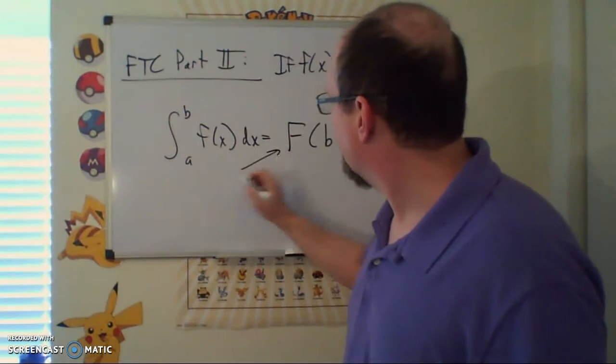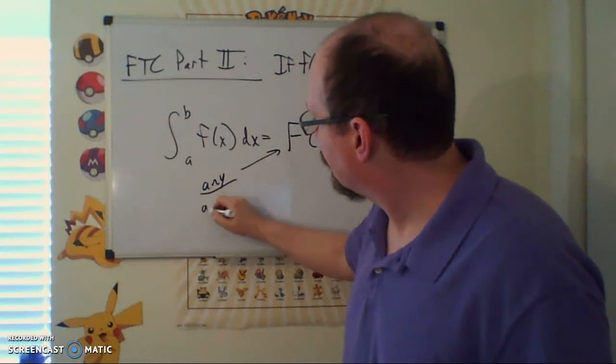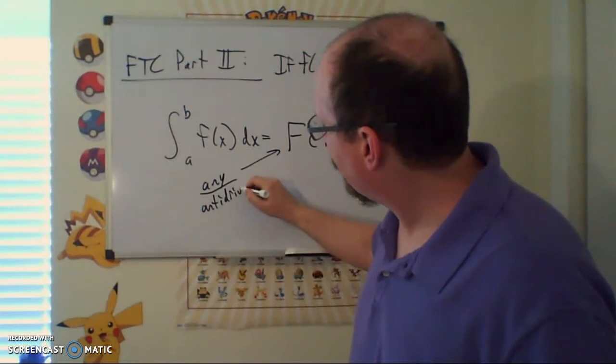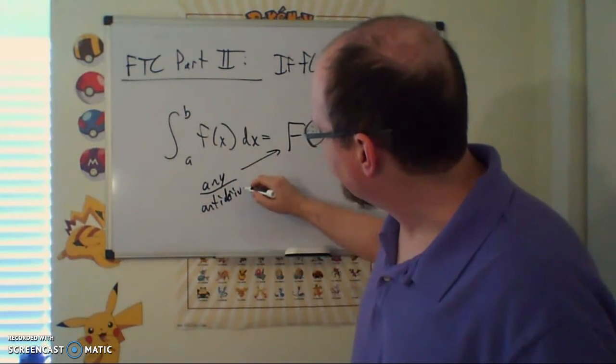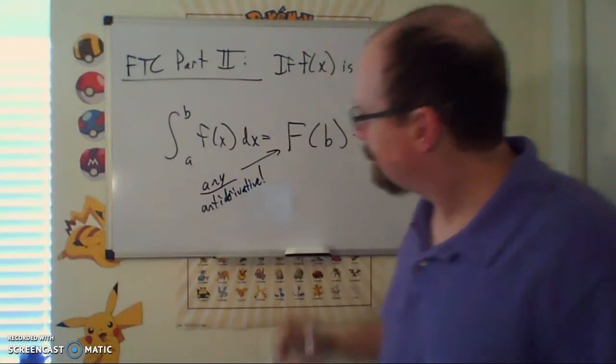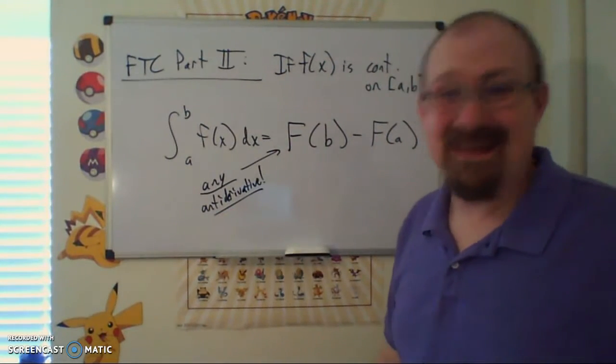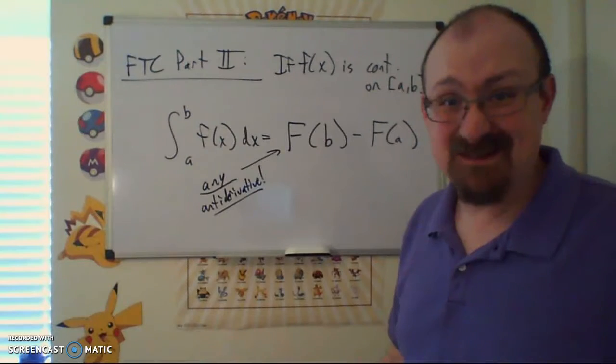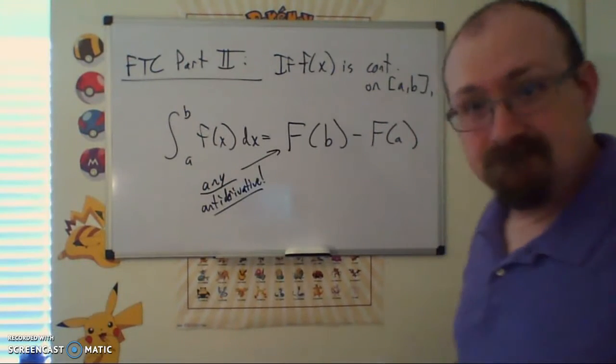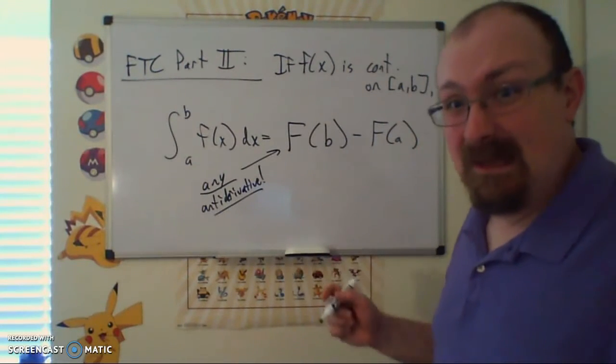So let me, can't spell, I'm so excited. Any antiderivative. So we don't even need to worry about the plus c. We can just say, we'll pick the one with c being 0, and it's gone. So, yeah, this is a really, really big deal.